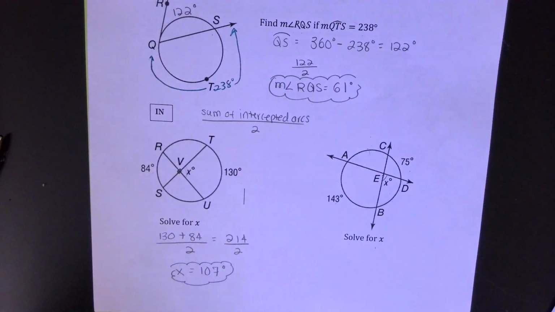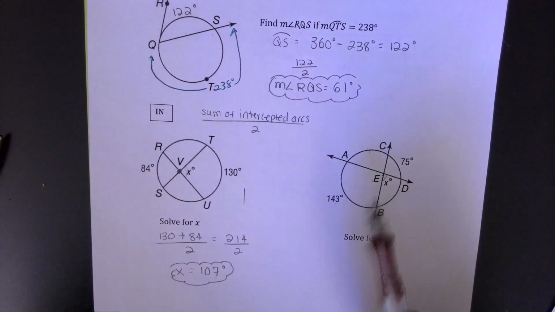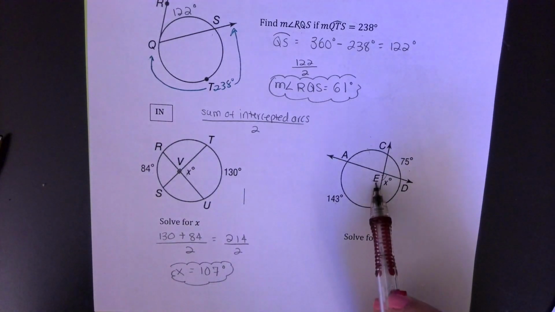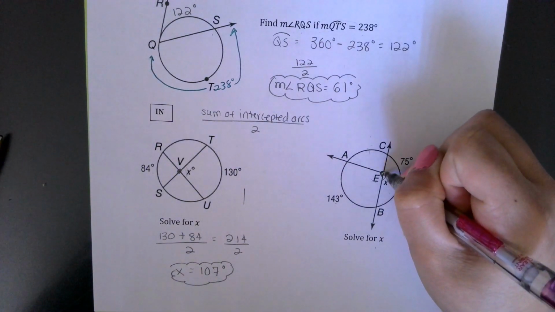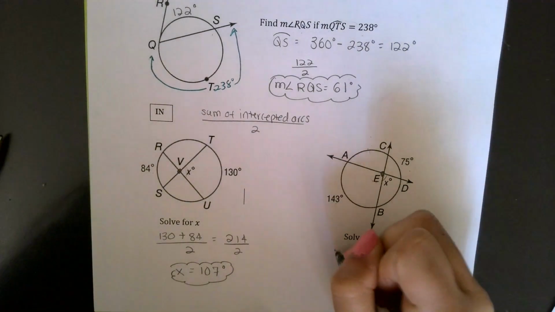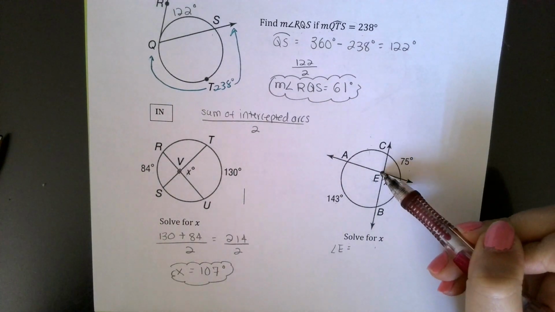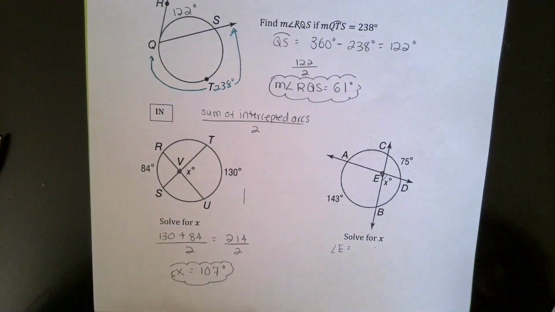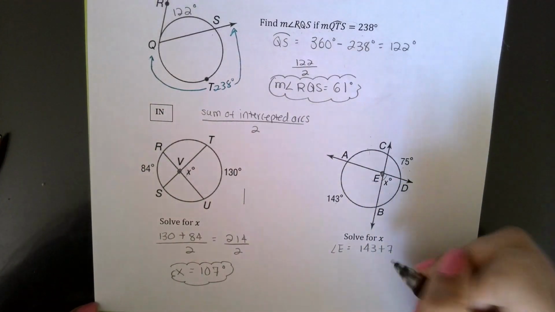So what we're going to do is, first, let's find this angle E. We're going to use what we have to find this angle E. So for angle E, the vertex is inside. So to find angle E, I'm going to add the intercepted arcs and divide it by 2. So add the intercepted arcs and then divide it by 2.